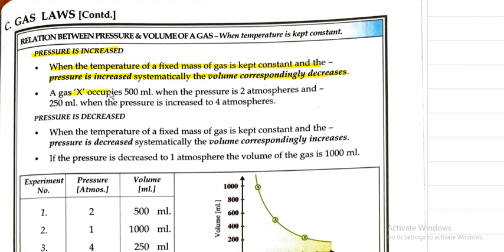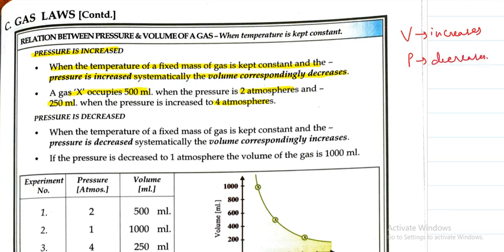Suppose a gas X occupies 500 ml, and at that time the pressure is 2 atmosphere. When the volume will be 250 ml, the pressure will become 4 atmosphere. Okay, so remember, if the volume decreases, then pressure increases. If the volume increases, then the pressure decreases. Clear?